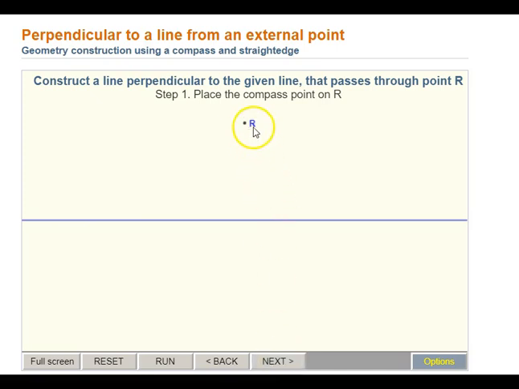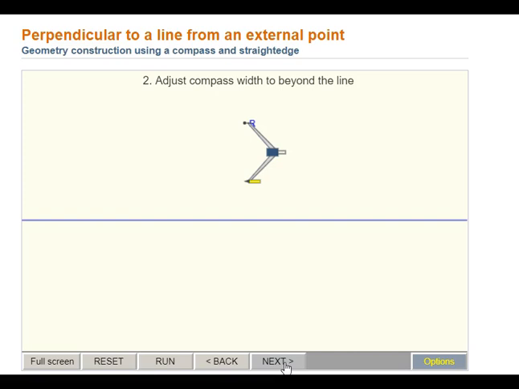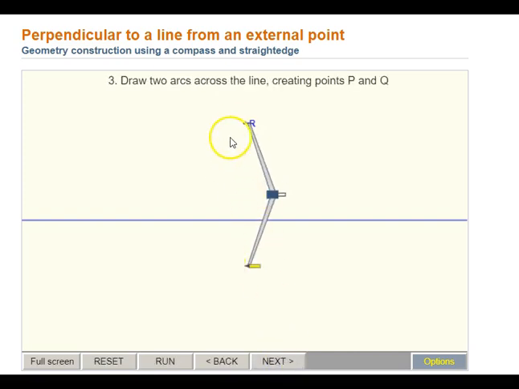So you can see point R and we have a line. So draw that line first and place point R above that line. Now, place the compass point on R. Adjust the compass width to beyond the line. So when you open your compass from R, open it beyond the line.